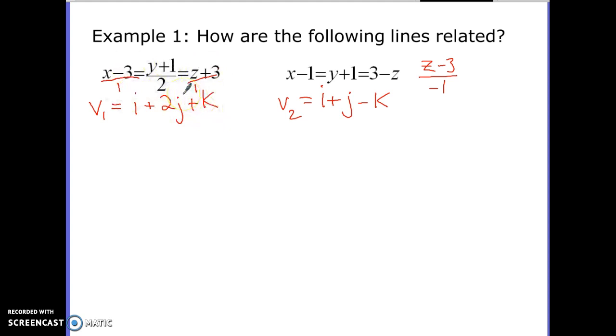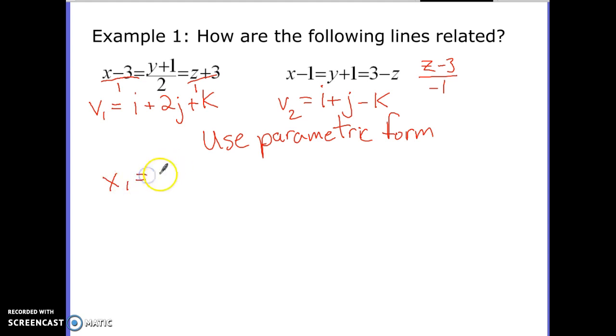And so what we want to do is break that out, right? And the form to do that in is parametric form. So we want to use parametric form. That is my go-to form for solving for intersections of lines. So let's write that in parametric form. First one, x1 equals 3 plus lambda 1.